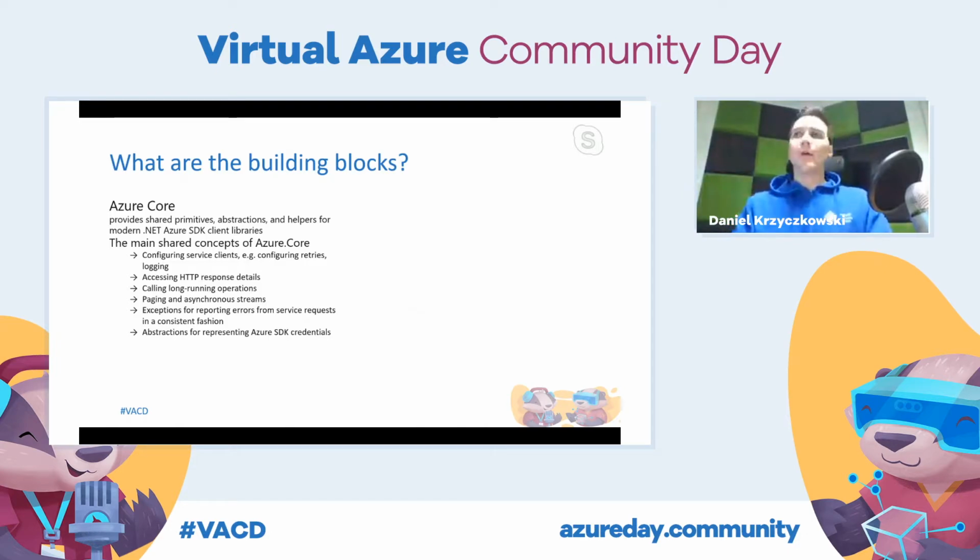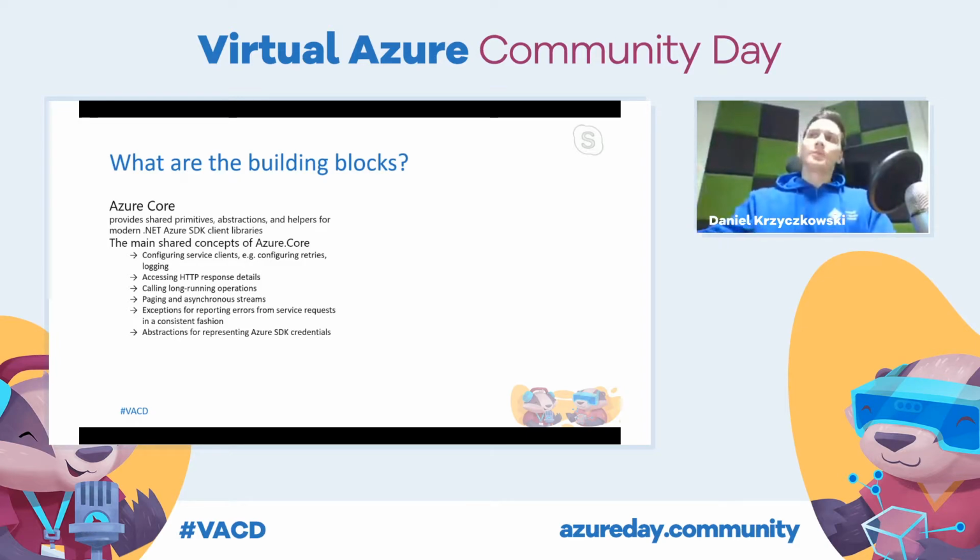Also, Azure Core provides a cool feature which enables you to access HTTP response details, and not only responses, but also requests. And we can also see here some cool features related with long-running operations and paging and asynchronous streams, of course, which is a cool new feature in C#. But what is the most important thing here, I think, is related with exceptions.